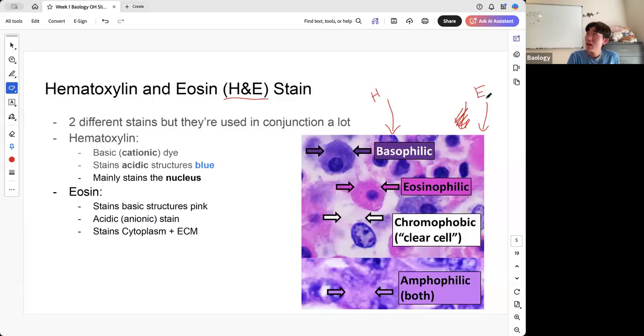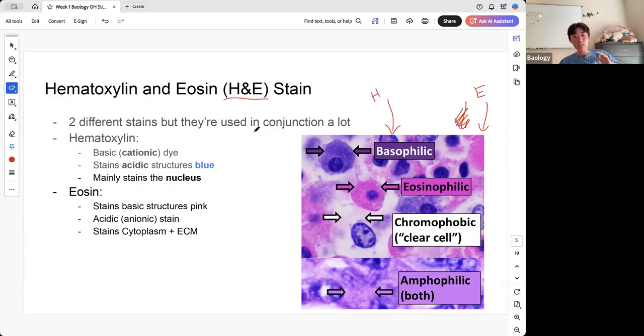If anyone here takes Latin, I think eosin means pink in Latin. Actually, I'm not sure if that's true. Don't take my word for it. But if it is true, just remember that. And these are two different stains, but they're used together.